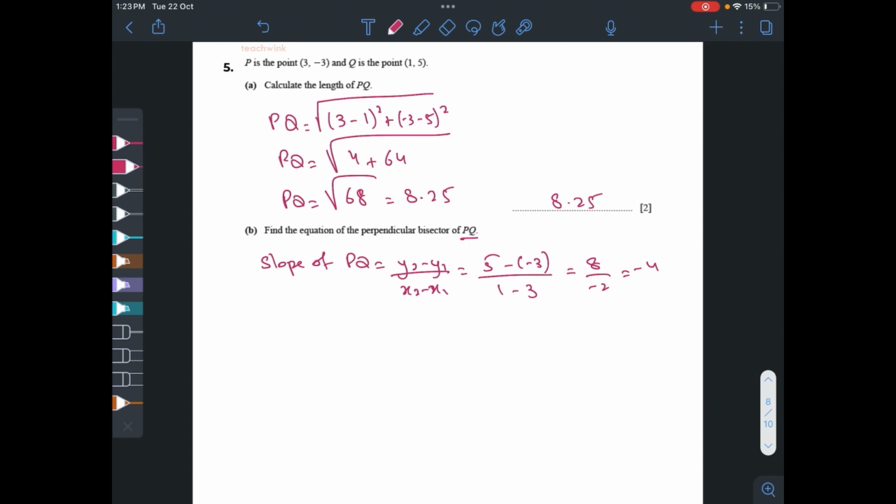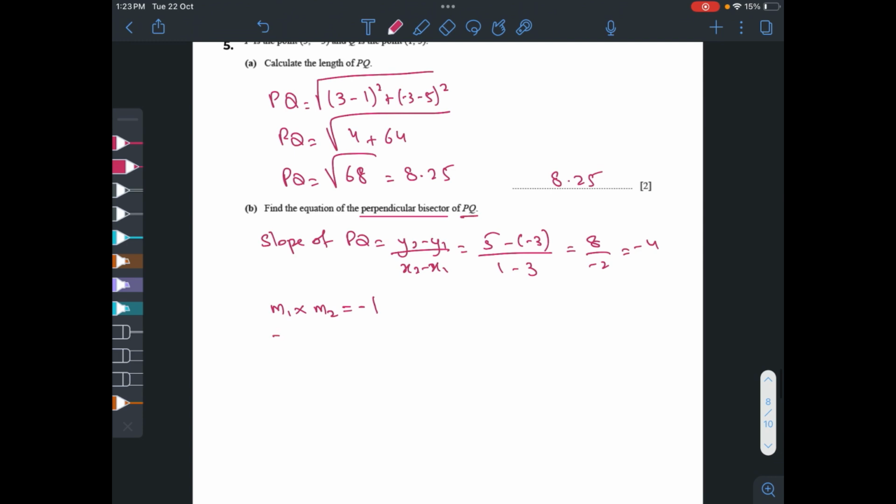Now, in order to find the slope of a perpendicular bisector, the slope of PQ multiplied by the slope of the perpendicular bisector should equal negative 1. That means negative 4 times m2 is equal to negative 1. So m2 is equal to negative 1 over negative 4, that is 1 over 4. This 1 over 4 is the slope of the perpendicular bisector. Okay, so you have the slope, that means the equation should be y equals 1 over 4 x plus c. But you have another problem over here, that is you don't have the value of c.